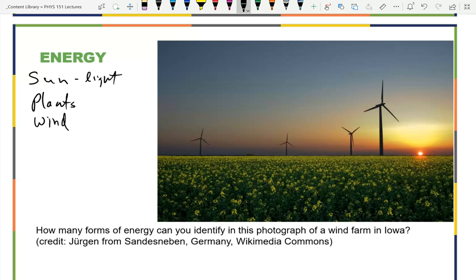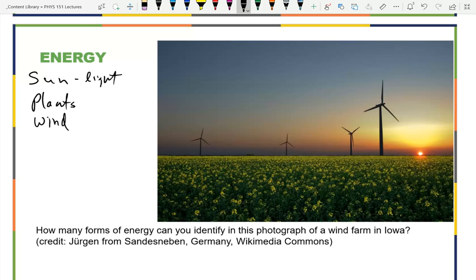Okay, now let's break it down some, because this is where things get a little interesting. The wind. There is energy associated with wind. What causes the wind? Weather patterns.